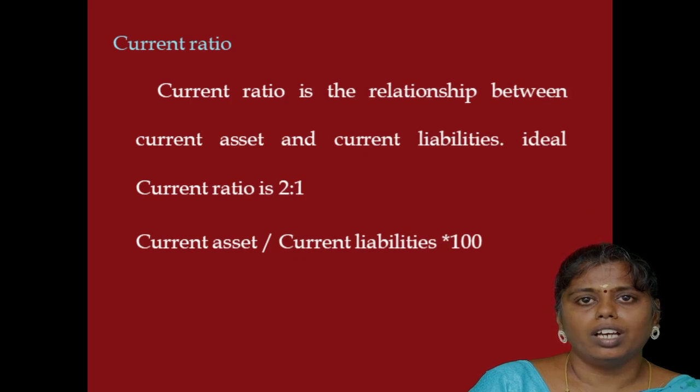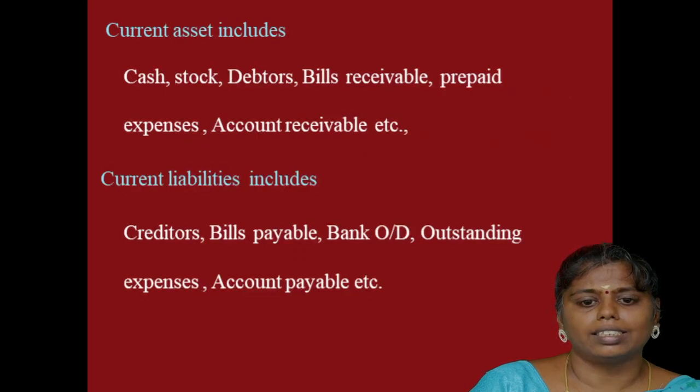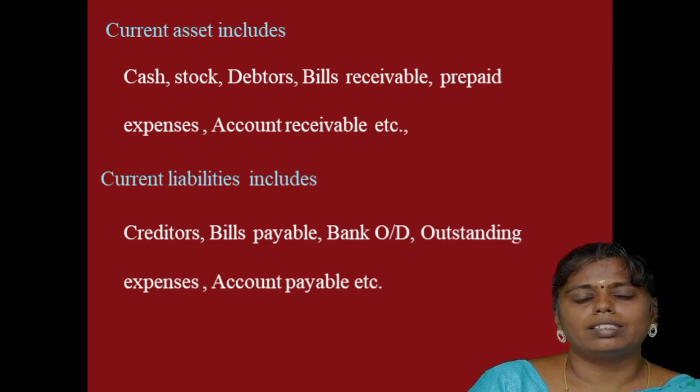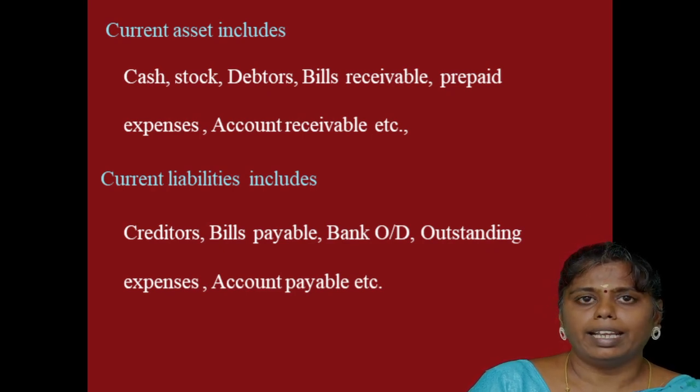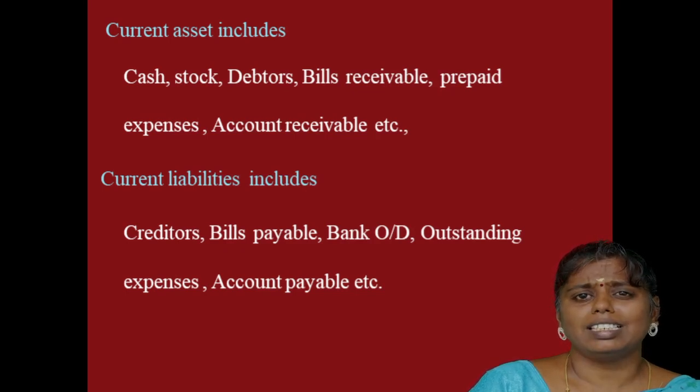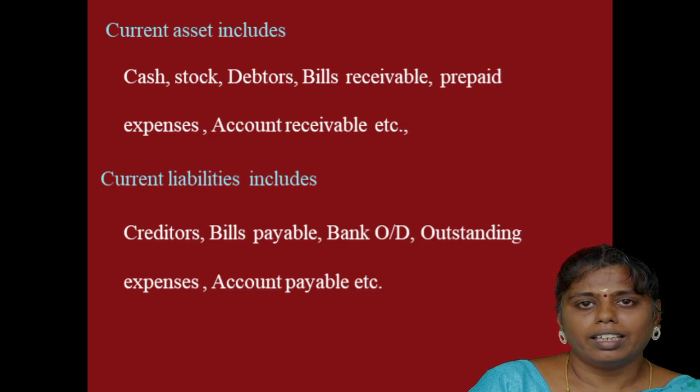What items are included in the current asset? Cash, stock, debtors, bills receivable, prepaid expenses and accounts receivable. Accounts receivable includes debtors plus bills receivable. Next, current liability. Current liability includes creditors, bank overdraft, outstanding expenses and accounts payable. Accounts payable equals creditors plus bills payable. These are the current assets and current liabilities.